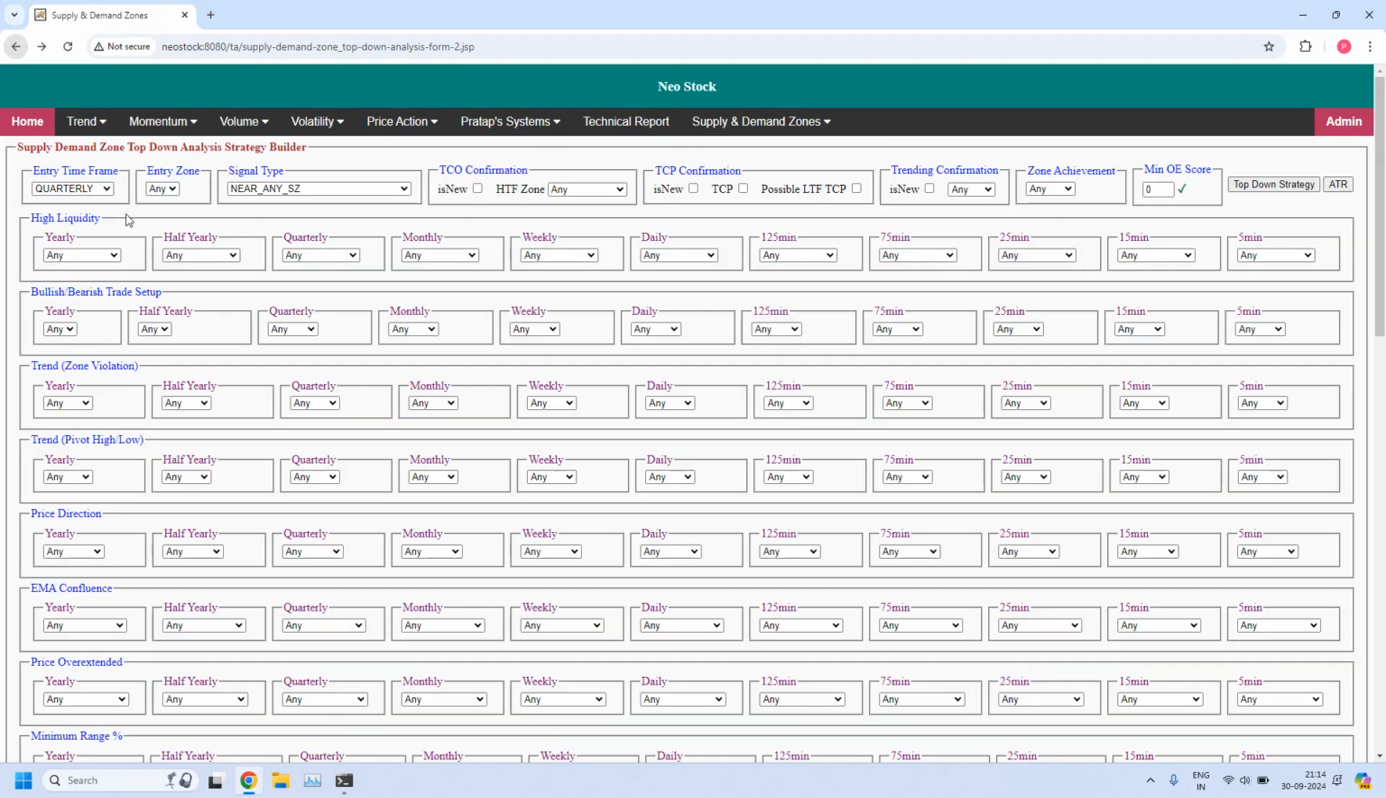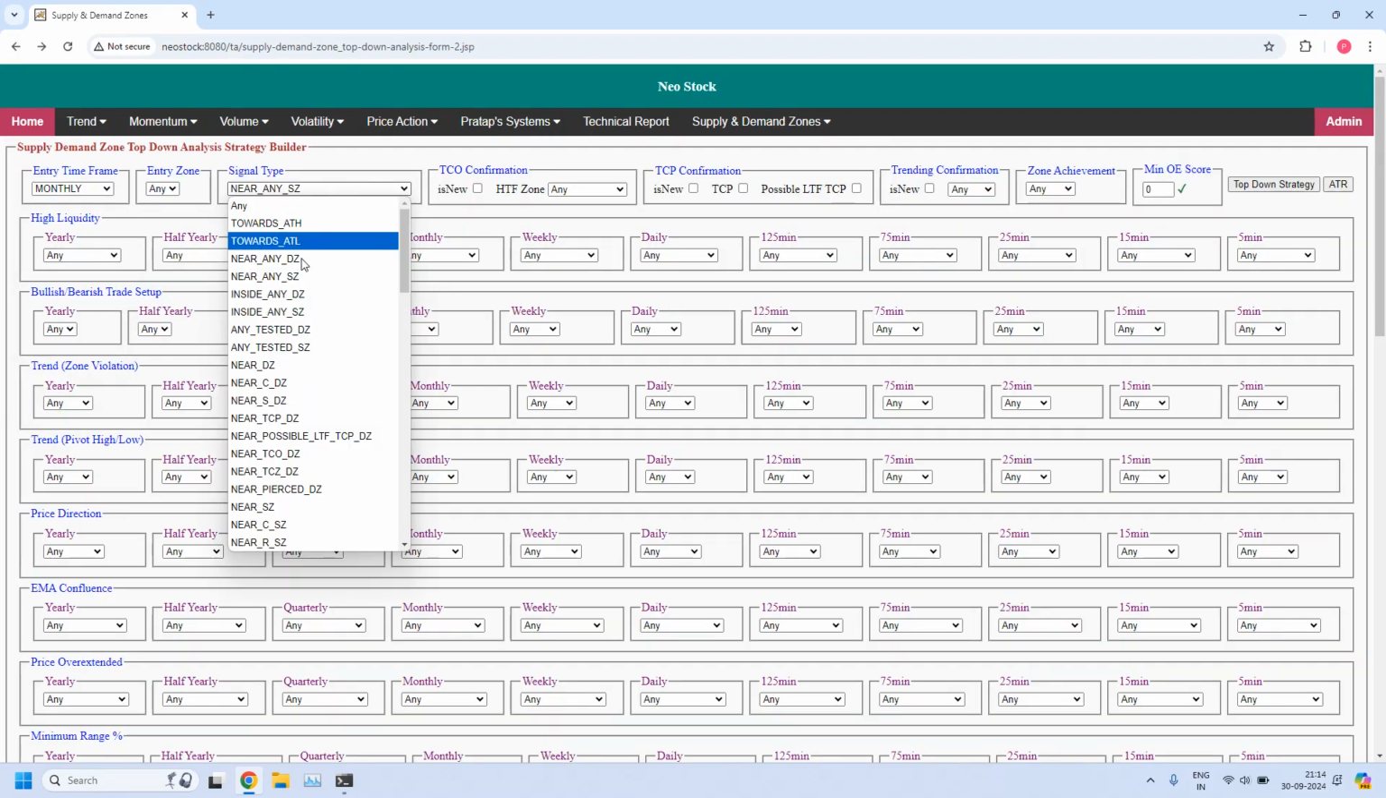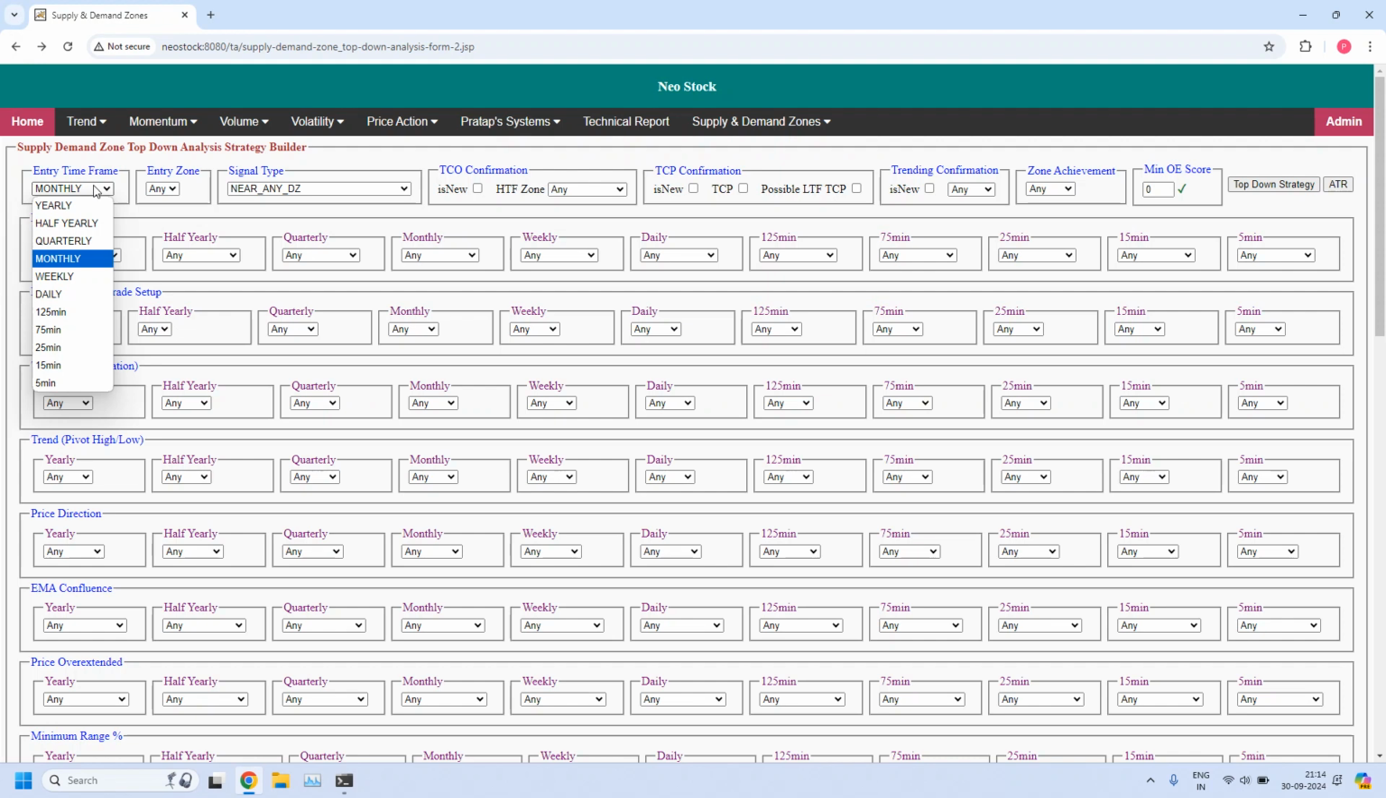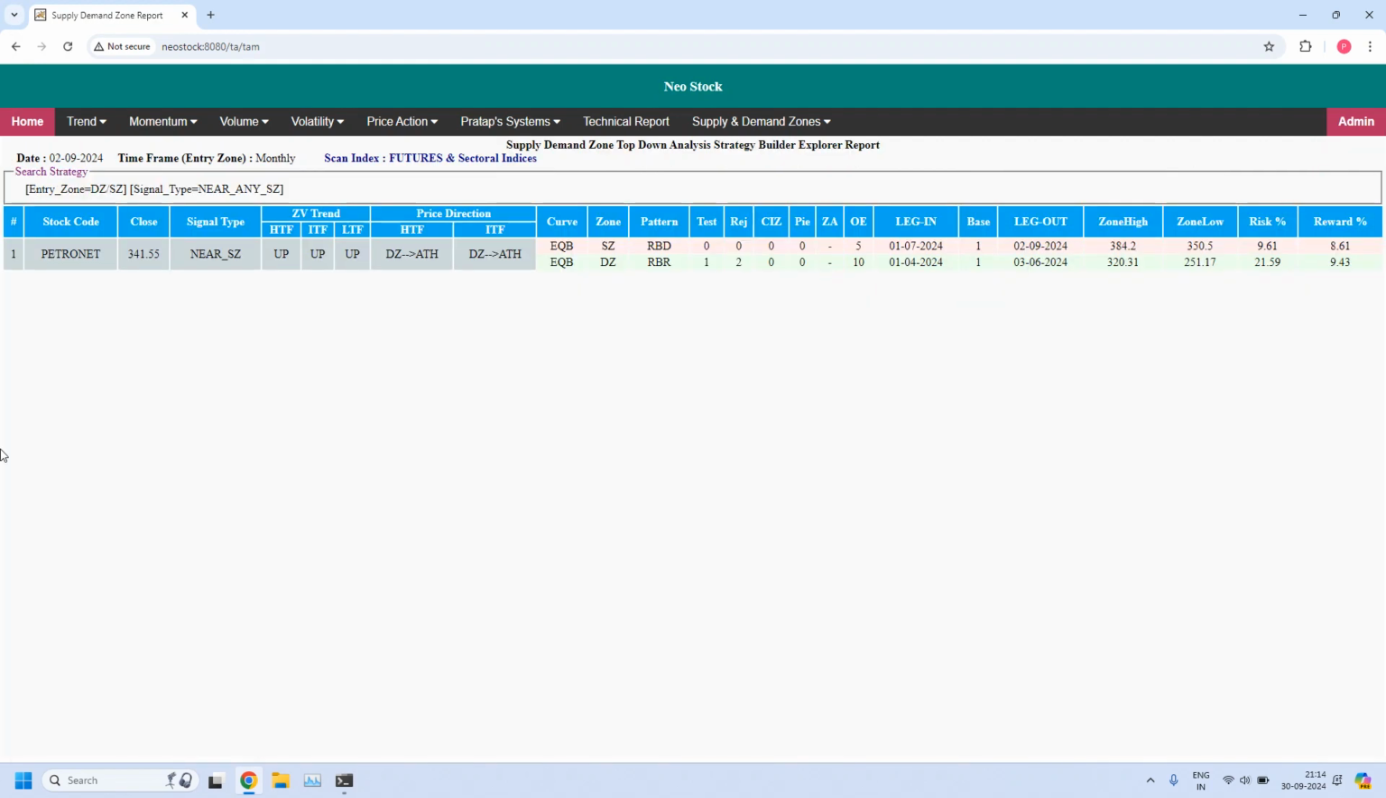The next time frame is monthly. Let us find the stocks near monthly demand zone. 5 stocks are filtered. So next, for monthly time frame, let us find the stocks near monthly supply zone. One stock is filtered near to the monthly supply zone.